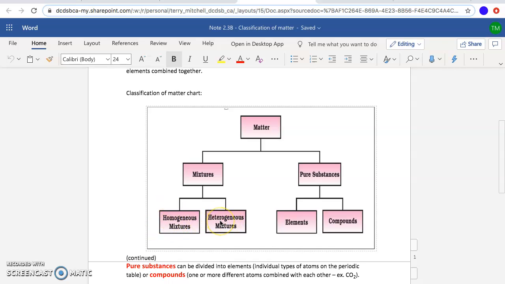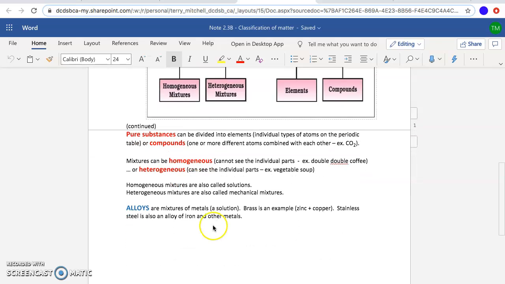Heterogeneous means you can see more than one thing. If I make a salad, you can see all the different things. You can see the tomatoes, you can see the cucumbers. A granola bar is a great example. You can see the nuts, you can see the granola, you can see the raisins, you can see whatever. So that's heterogeneous, where you can see the different parts. So that's what this is talking about.